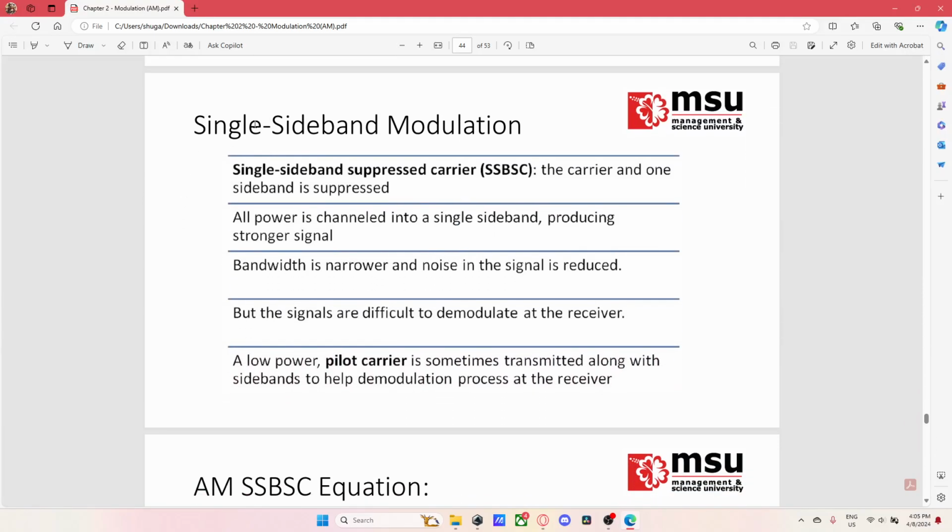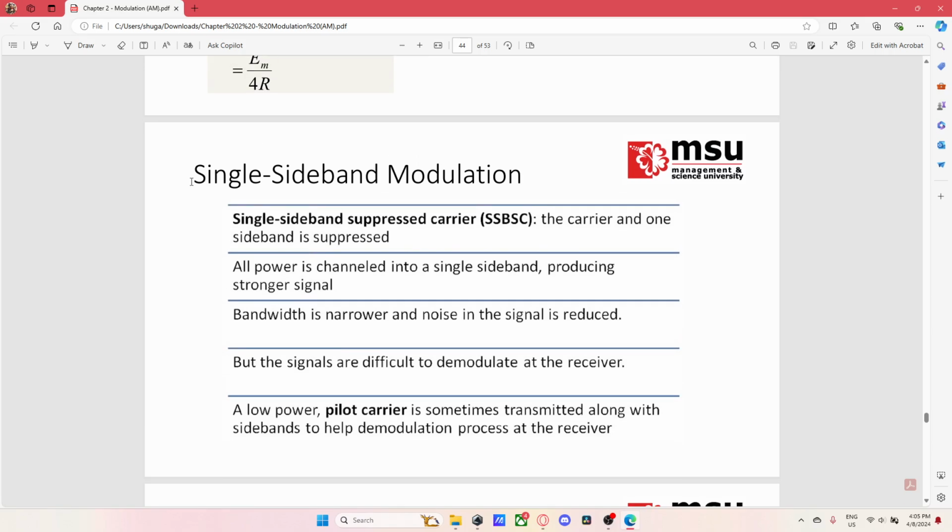So this is single sideband modulation. We remove either the upper sideband or the lower sideband, leaving only one. So with single sideband suppressed carrier, or SSBSC, the carrier and one of the sidebands are suppressed, and all of the power is channeled into a single sideband. It is either the lower sideband or the upper sideband, depending on which one you remove, and it will produce a stronger signal. The bandwidth will be narrow because one of the sidebands is removed, and the noise is reduced.